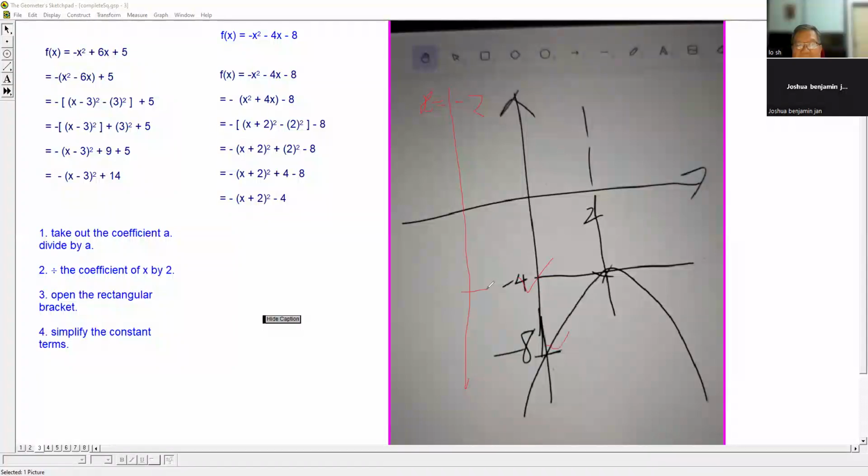But the point is on the side. Only the axis of symmetry is wrong. So this graph is correct, but it should be on this side. Okay, so you make the corrections. Then I go on to the last type of question.